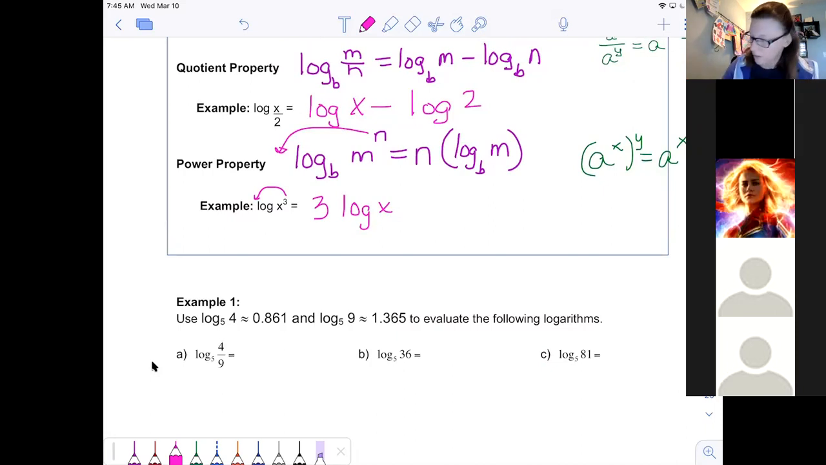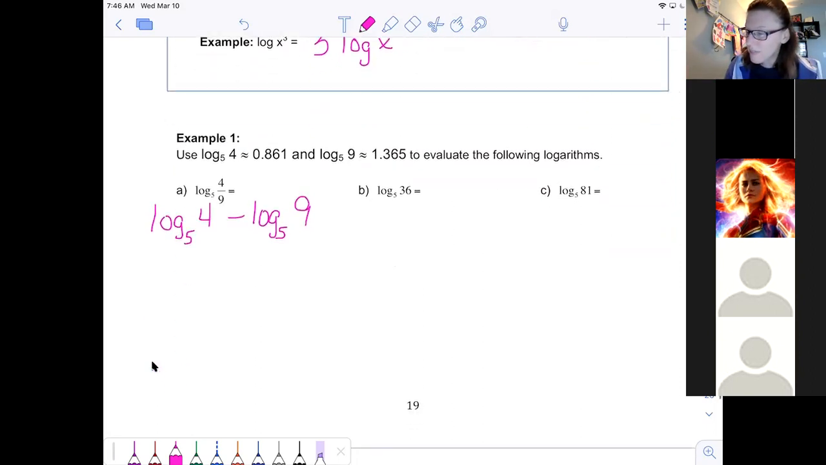You would do log base 5 of 4 minus log base 5 of 9. Yeah, so it's a quotient. You make it division. So the division bar, I'm sorry, you make it subtraction, becomes subtraction. And now we're going to evaluate.